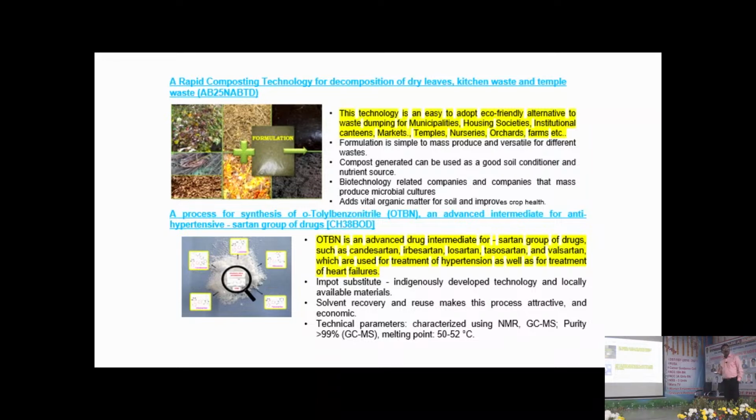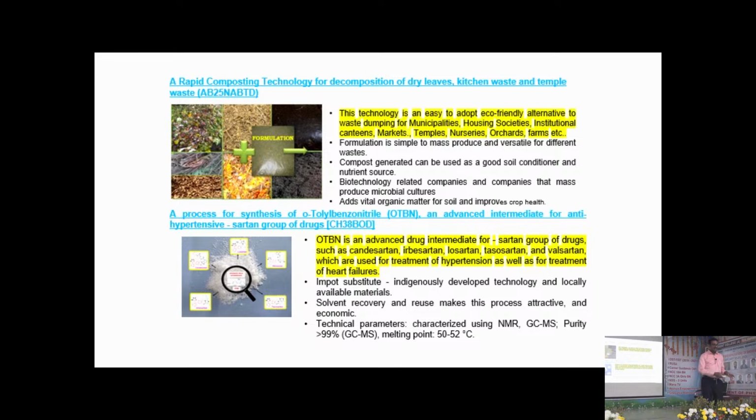Rapid biocompost is a very good example of wet waste management, kitchen waste management. Dry leaves, all these things can be managed using our formulation. In fact, I would like to give an example. In our colony, there is a temple, and in front of the temple there are some 10 buildings, 500 flats.